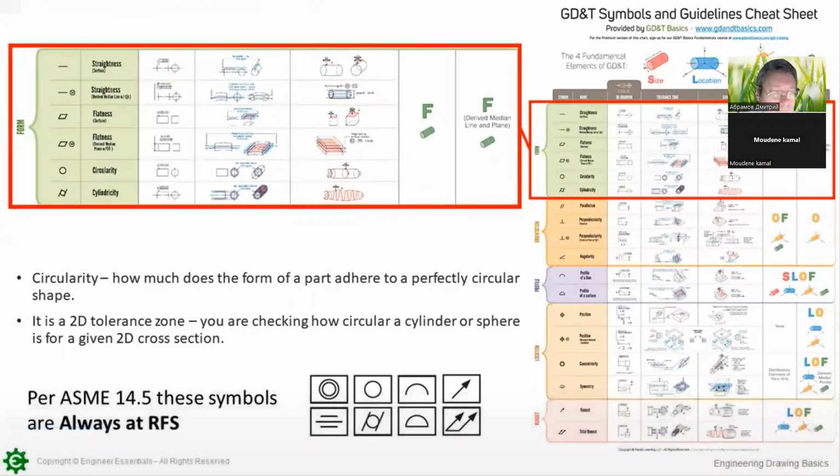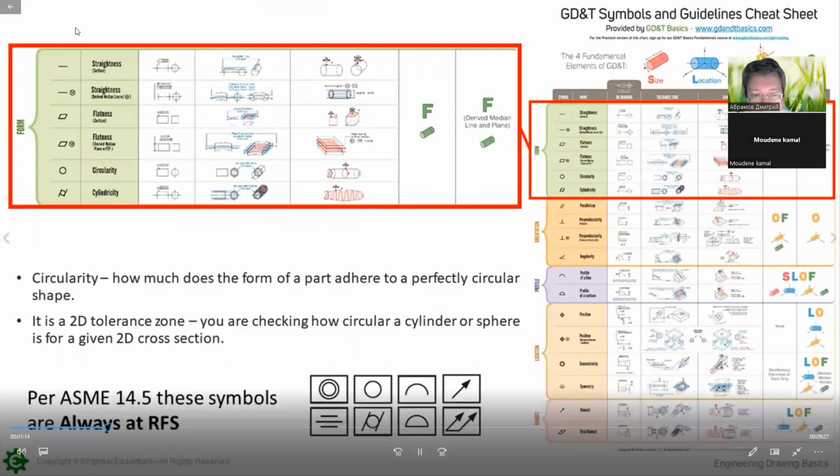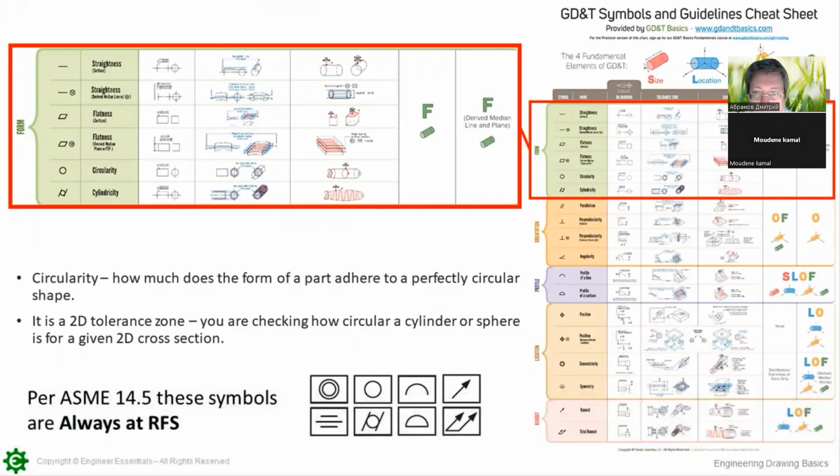Right below here, circularity, what it is: how much does the form of a part adhere to a perfectly circular shape. Remember, it's 2-dimensional. So on this one, you're checking how circular a cylinder or sphere is for a given 2D cross-section. Down at the bottom, and again, these are just real quick references, make sure everybody remembers this stuff. For ASME, these symbols that I have shown are always at RFS. That's good to know because it means that we don't have any MMC modifier or LMC modifier involved with this. So it keeps our numbers a little bit easier to understand.